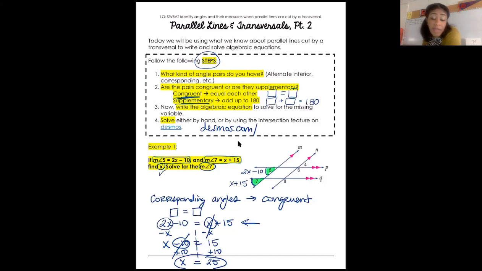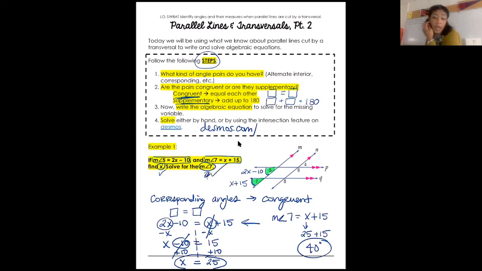But we need to find the measure of angle 7. We still don't know the measure of angle 7, but we know that the measure of angle 7 is supposed to equal x plus 15. We know x is 25. Put in a 25 where the x is, plus 15. 25 plus 15 is 40. So the measure of angle 7 is 40 degrees. Now we're done with that.